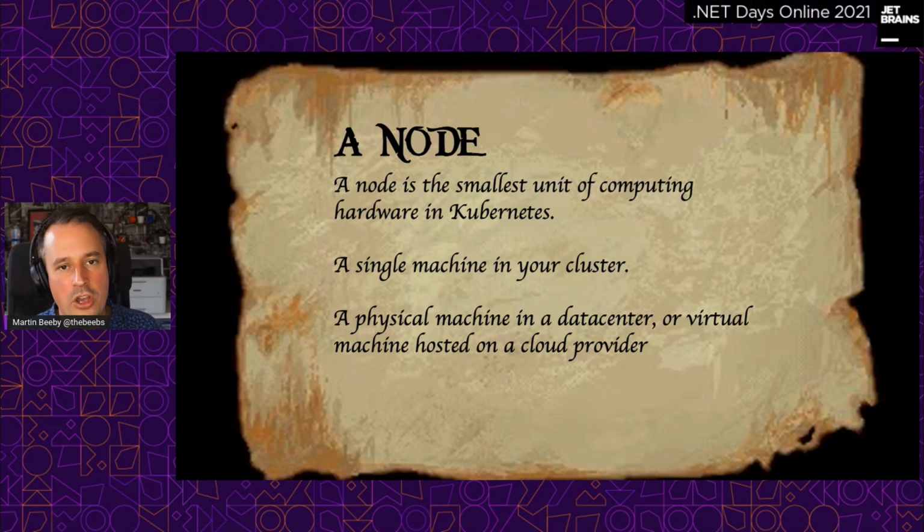So a node, you'll often hear me referencing a node in Kubernetes. A node is the smallest unit of computing in Kubernetes. So I think of it as like an EC2 instance on AWS. An EC2 instance is a virtual machine, effectively. So a cluster is made up of virtual machines. So we might say, I want a cluster of 3 virtual machines in my Kubernetes cluster.